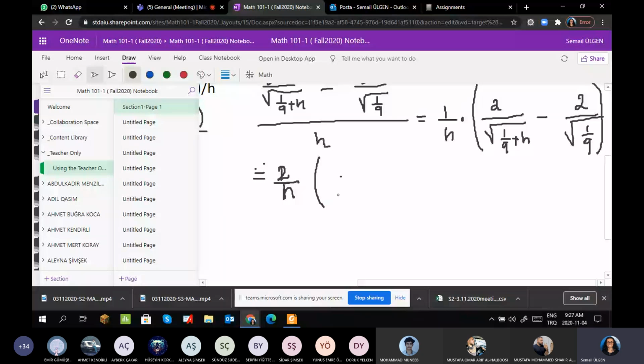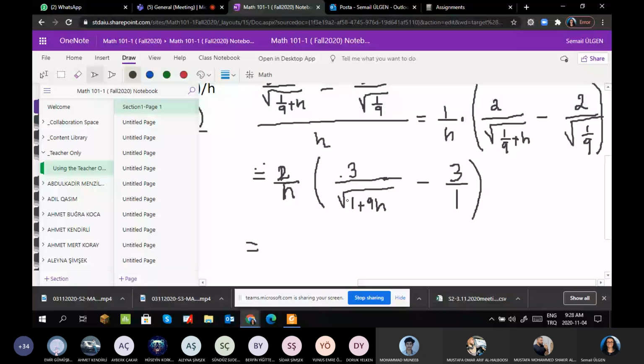1/square root of 1/9 over there, right? What I'm going to do is take them up. So it's going to be 3 over square root of 1 plus 9h. Okay, do you understand? I'm doing this a little bit faster than you would think. So this is going to be it. Okay? And then what I'm going to do is equate the denominators.